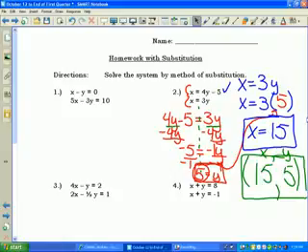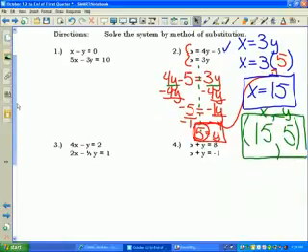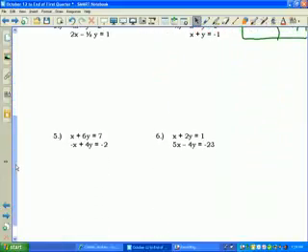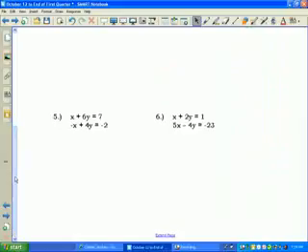So now, let's venture to, I think I wanted to do number 6. Okay? So what's different this time? This time, I don't have a y equals. Or this time, one of my equations isn't x equals.